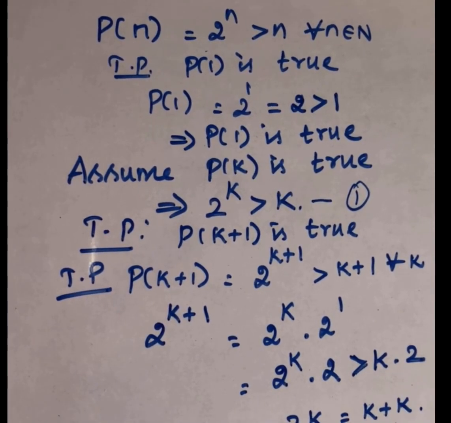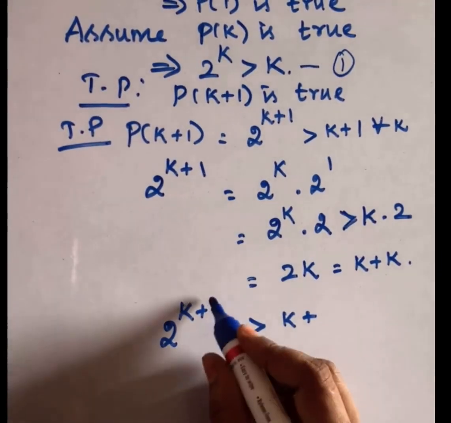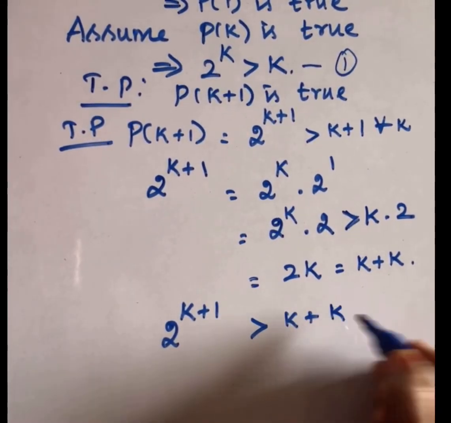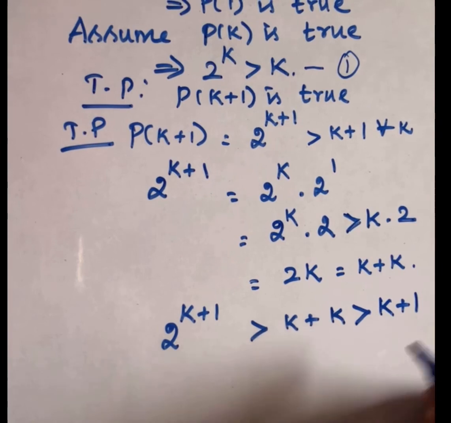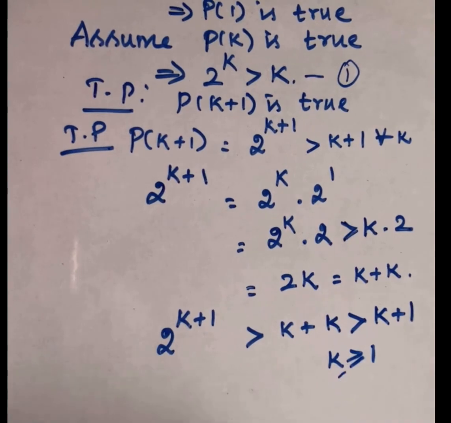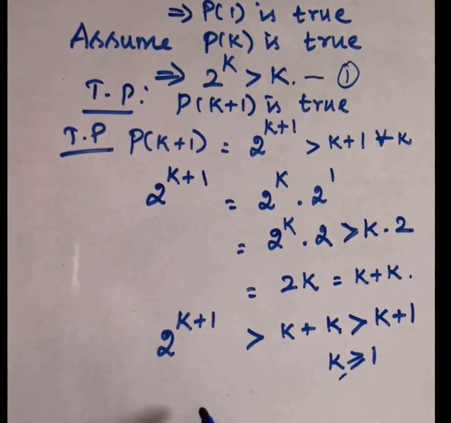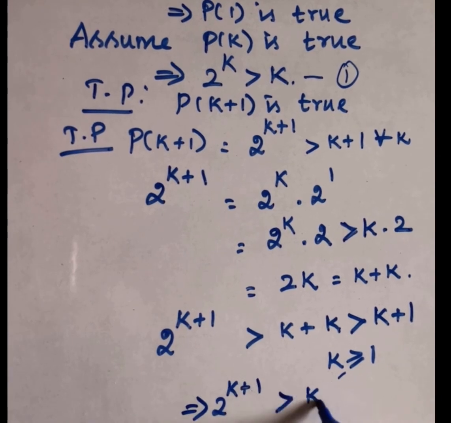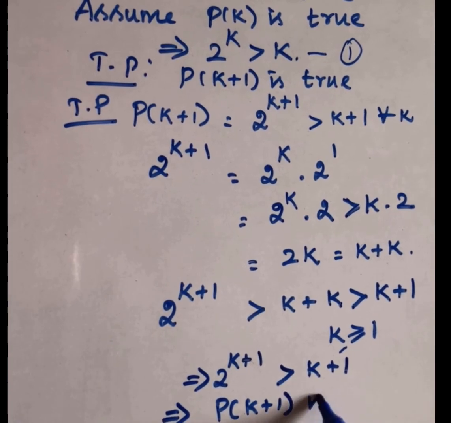So here we get 2 power k plus 1 is greater than k plus k, and it must be greater than k plus 1, because k is greater than or equal to 1. It is a natural number. Since k is greater than or equal to 1, if it is greater than k plus k, it should be greater than k plus 1. So that implies 2 power k plus 1 is greater than k plus 1. So P of k plus 1 is true.